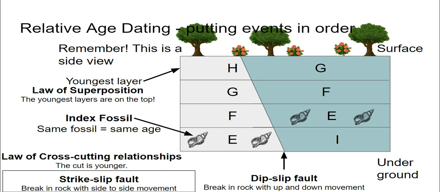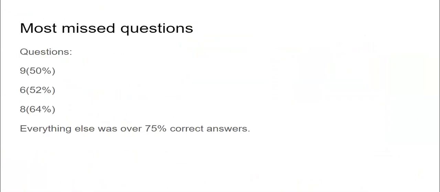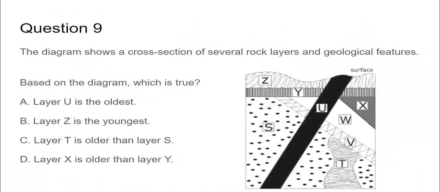All right, this is the end of the notes for this part. So now let's move on to the most missed questions. For the most missed questions, we had 3 most missed questions, 2 of which almost half of students got each wrong, which was shocking. Question 8, we had 64% of students get that correct, and everything else was at 70 to 75% or over. So we're going to focus in on these 3 questions and take a look at how to answer these and how students got them wrong.